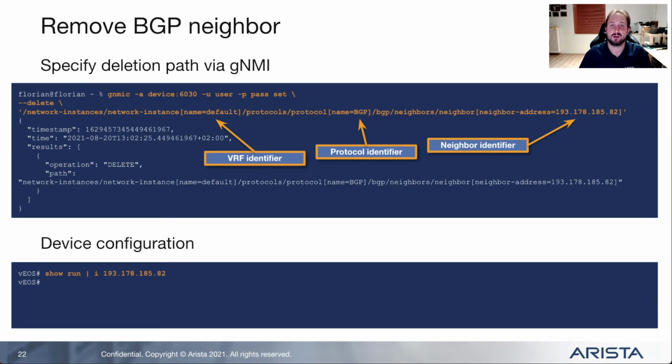OpenConfig not only offers add and update functions, but also the possibility to delete configuration objects. In this case, we remove the previously generated neighbor from the configuration. As you can see, it is even VRF aware, which can help with the automated deployment of VPN-based customer services as well.